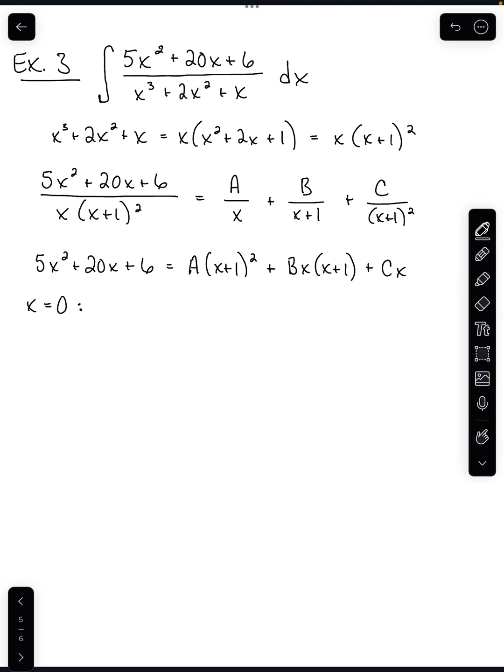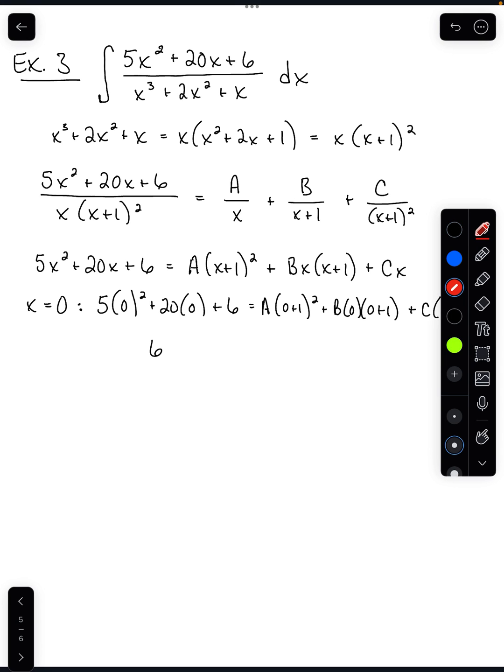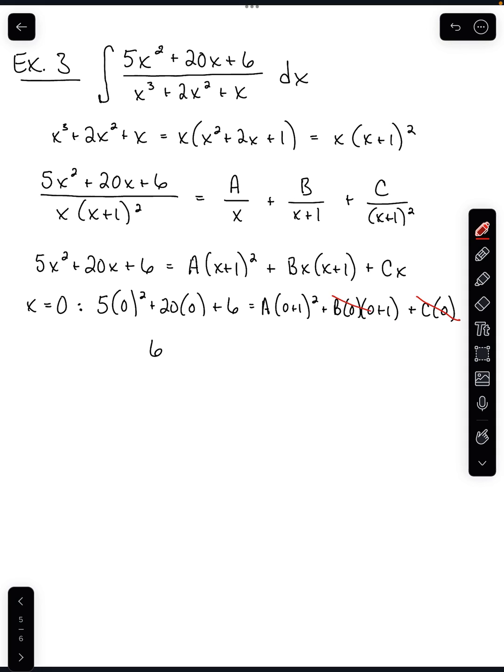So we will start out by letting x equal 0, which, on the left side, will result in just 6. And on the right side, the c term and the b term both simplify out, thus leaving us with just the a times 1 squared, which is simply 1. Thus, a is equal to 6, and we have our first numerator.